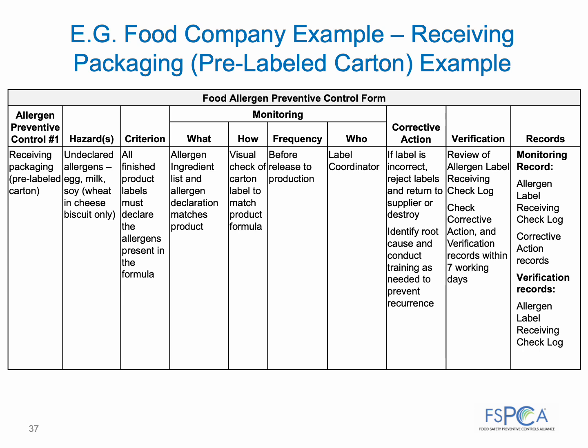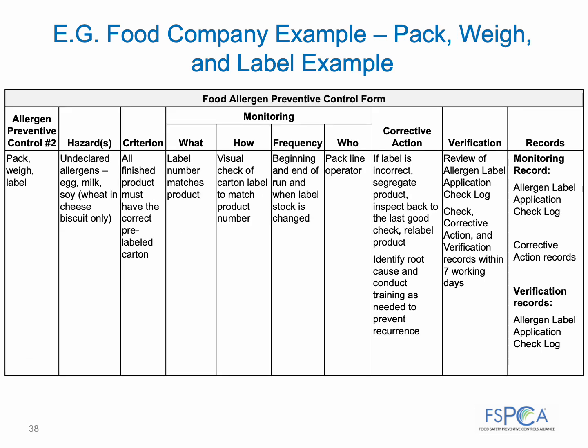Complex labels require careful review by people trained in technical label wording requirements. Application of the label on the line may be simply matching a label number to the product formula. Training may be appropriate for a label developer. For example, if a mistake is made on the copy sent to the printer. At the pack-weigh label step, the e.g. food company's food safety plan states that all finished product must have the correct pre-labeled carton.